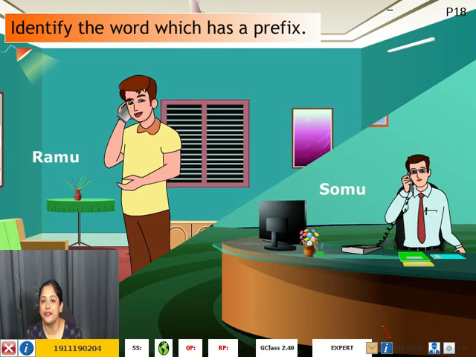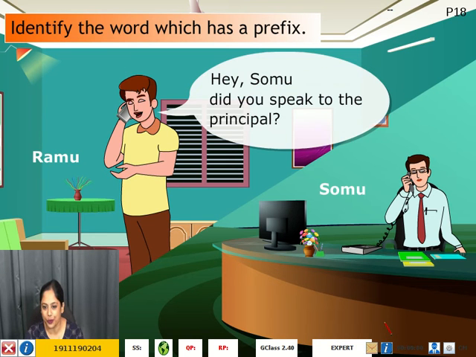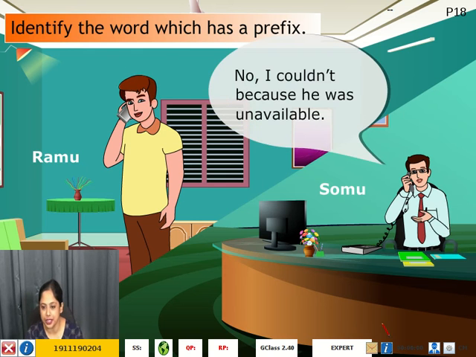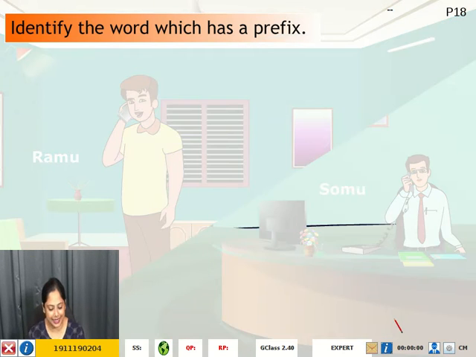Now, identify the word which has the prefix. We see two people, Ramu and Somu. Hey Somu, did you speak to the principal? No, I couldn't because he was unavailable. Now in this, which is the word which has a prefix here? The word here is unavailable. Available means the person is there. Unavailable means the person is not there. So un is the prefix that we have added here.